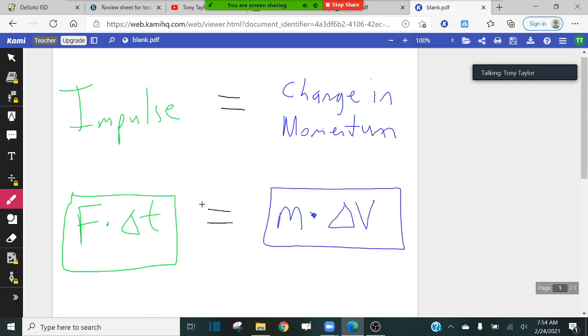Okay, so just something I want you guys to keep in mind. There are two ways you can find change in momentum. You can find it either by multiplying mass times change in velocity, that's one way, or you can find it by multiplying force times change in time. Just look at what they give you in the problem. This is something I really do need you guys to keep in mind on the test.